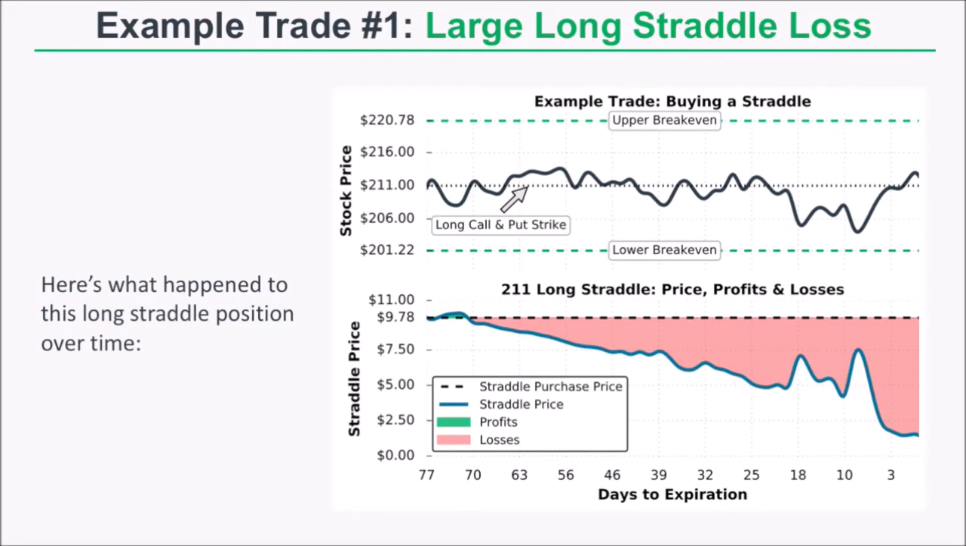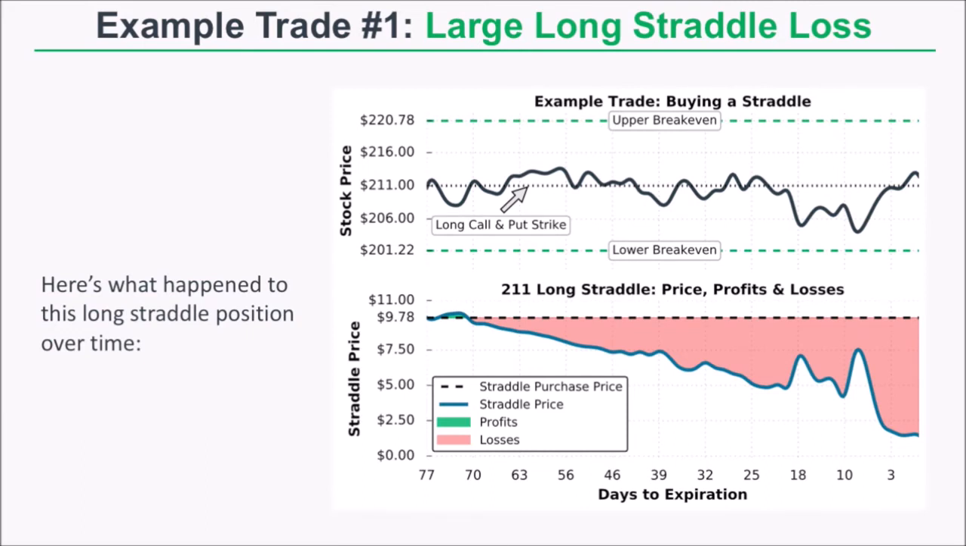So in the bottom part of the graph, we're looking at the entry price of our long straddle, and then we're looking at the changes in that straddle price, as well as any corresponding profits or losses. So when the straddle price increases from our point of entry, we have profits, and when the straddle price decreases from our point of entry, we have losses.